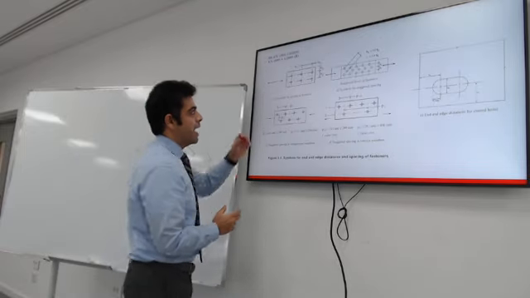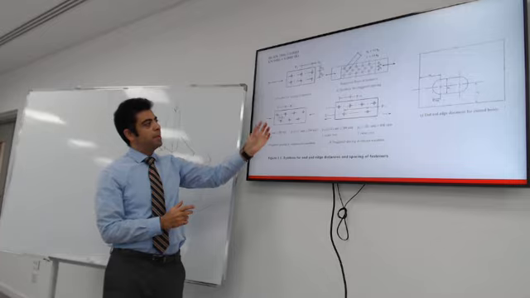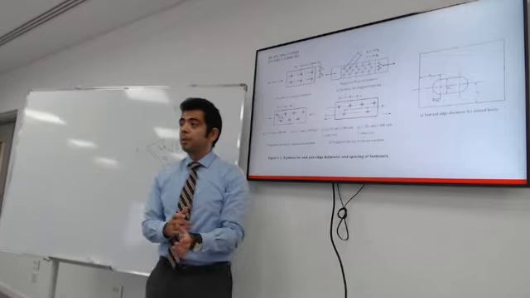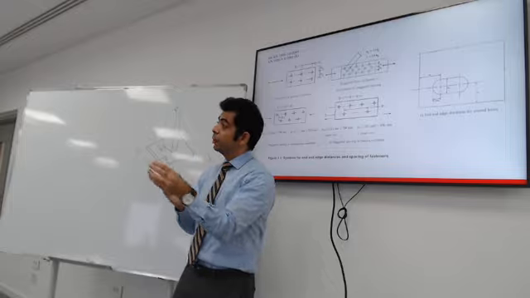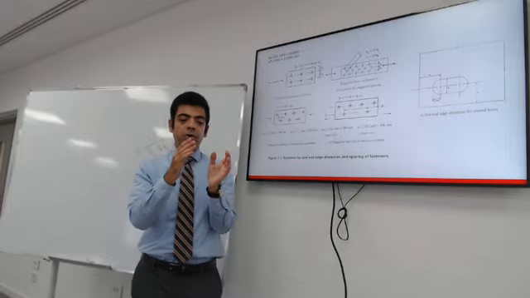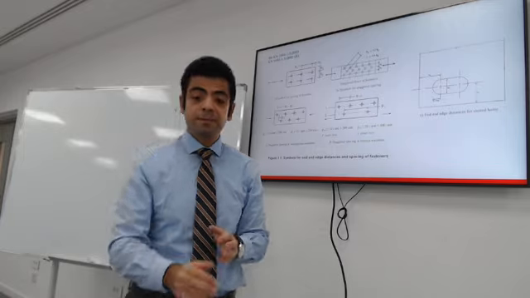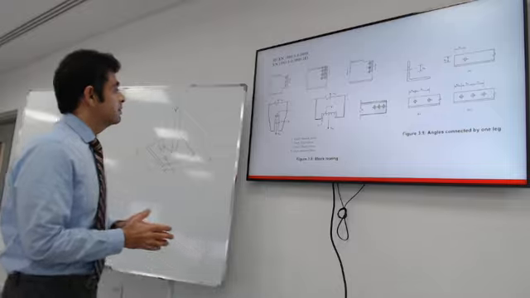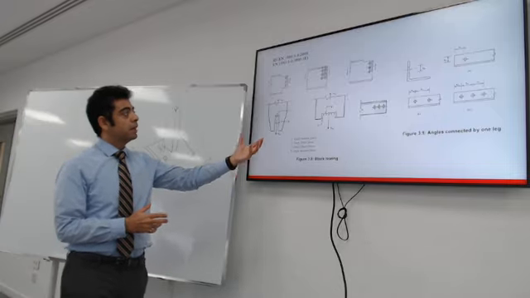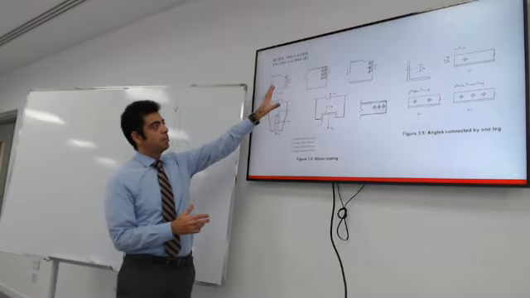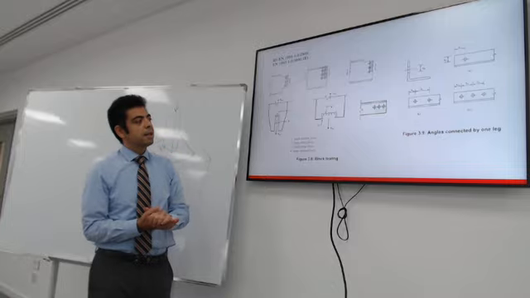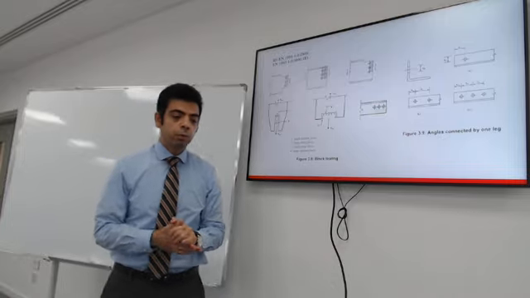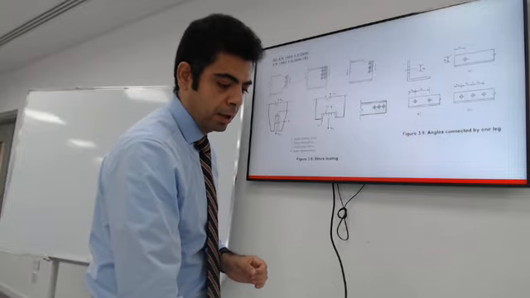These are the edge distances and the spacing that we talked about. The code will give us some guidance. Don't get too close to the edge. And there are also some guidelines on the spacing. And this is the block tearing that we talked about. These are some possible shapes that we need to take into account when we're designing a connection.